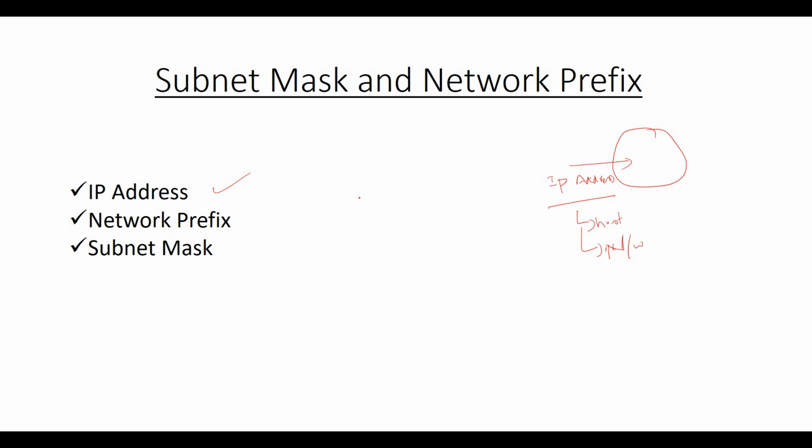This IPv4 address consists of 32 bits. IPv4 addresses are represented in 32 bits. For example, this is an IP address. Here it contains 4 octets, each containing 8 bits. So in total we have 32 bits.